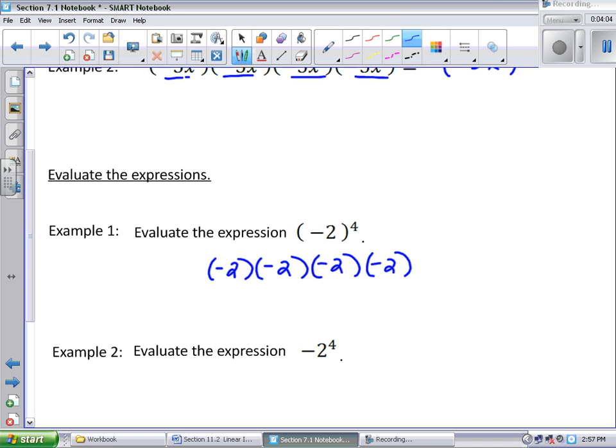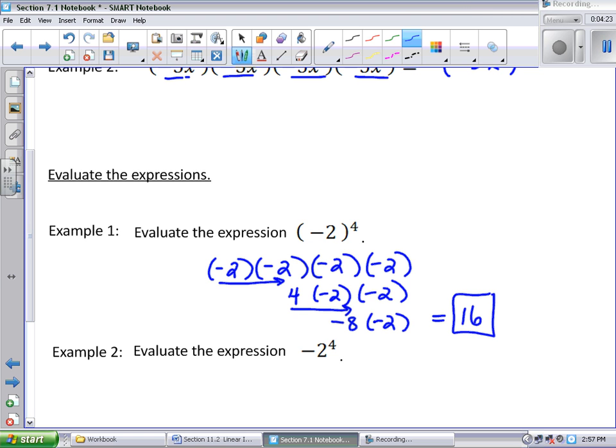We can multiply going straight across. Negative 2 times negative 2 is 4. 4 times negative 2 is negative 8. And when we multiply negative 8 times negative 2, we get a positive 16. That will be our answer. Now, you can also do exponential expressions that are numeric. You can do those on the calculator.